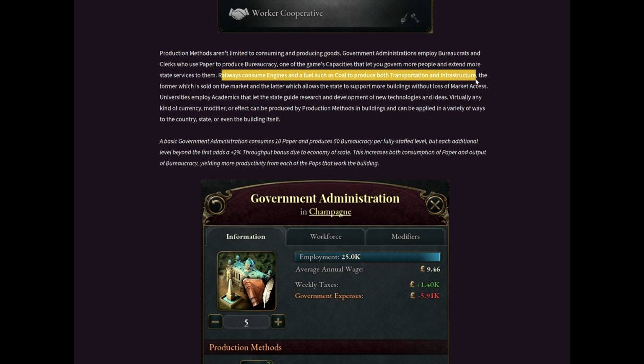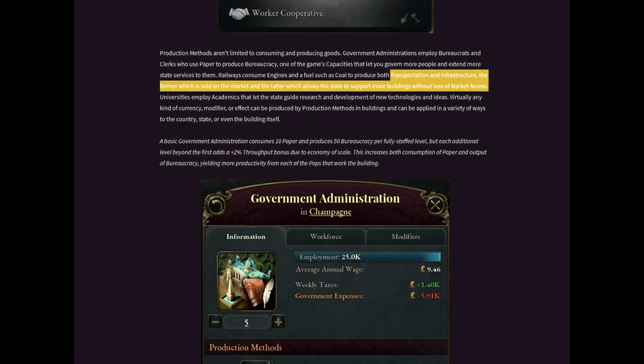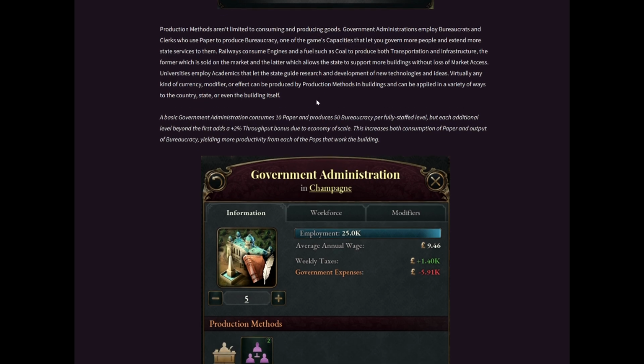It is also a service good. The former is sold in the market, and the latter allows the state to support more buildings without loss of market access. So if you have a supply shortage, your transportation and infrastructure can also go down as a result, resulting in a breakdown of your economy.